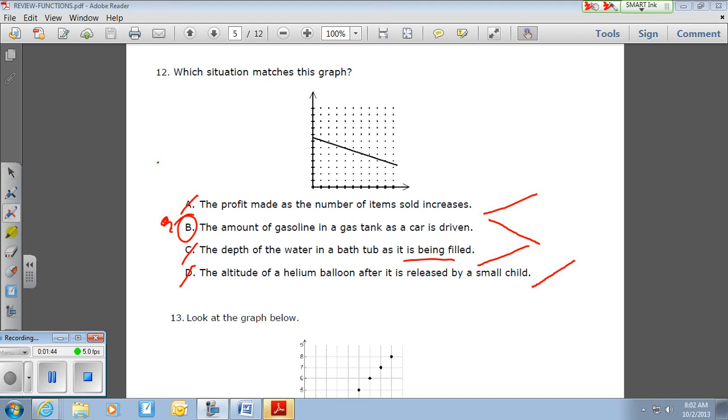So this is driving the car, and this is the amount of gas in the tank. The amount of gas is going to go down as I drive. All right, next question.